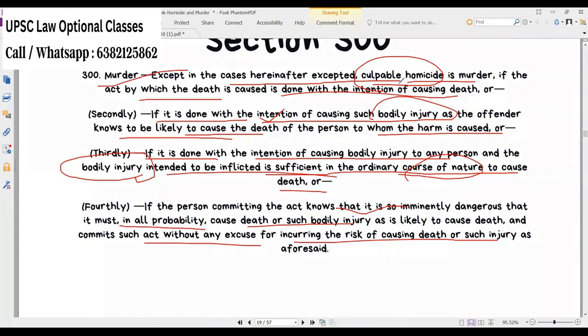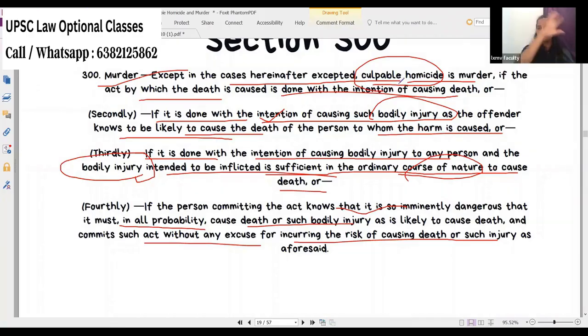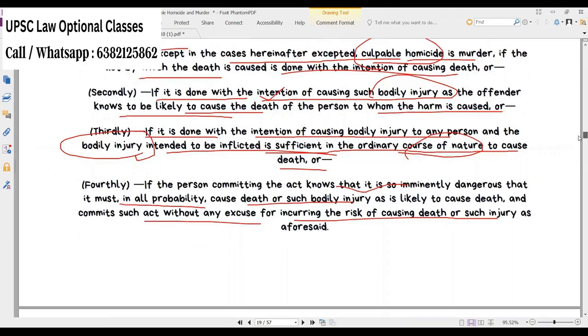Yeah. So that's why we say culpable homicide is a huge family, which is a genus, and murder is a small part of it, which is a species. Yes. Okay, sir. Thank you, sir.